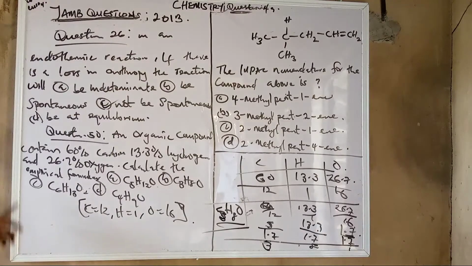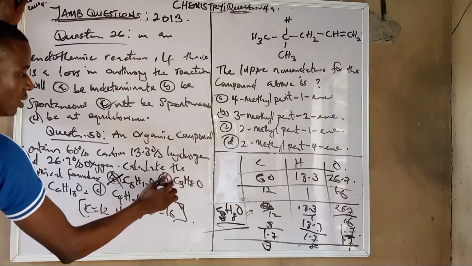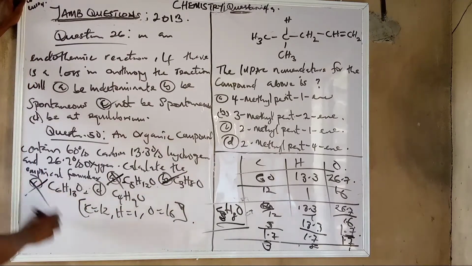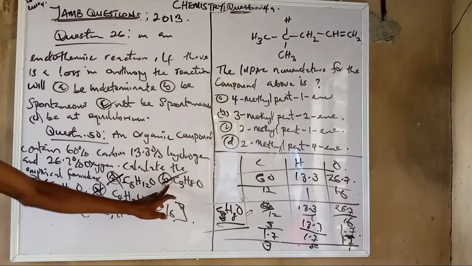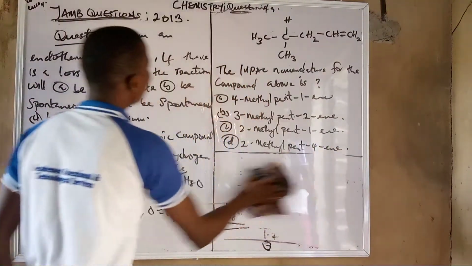So let's check the right option. This is not the right option. I think this one is perfectly right. This one is wrong. This one is wrong. The correct option here is option B. Let's move on to the last question under this year, 2013.